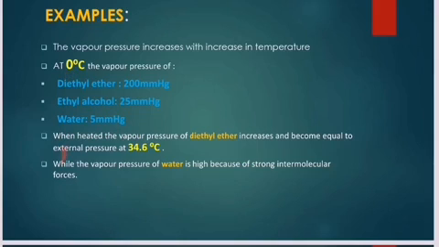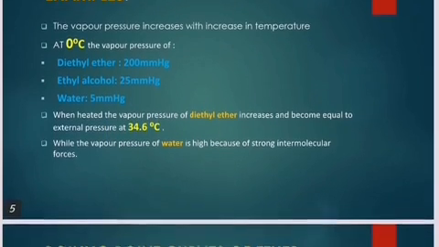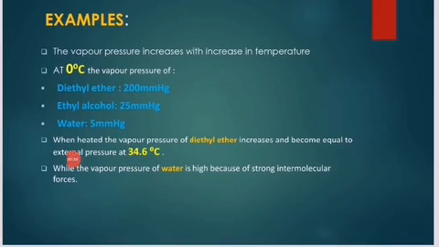So what happens next? When you heat that liquid, the vapor pressure of diethyl ether, which was 200 mm of Hg, will increase and become equal to the external pressure. It means that at this temperature, 34.6 degrees Celsius, the liquid, which is diethyl ether, starts boiling, because at this temperature its internal pressure, or its vapor pressure, becomes equal to its external pressure.